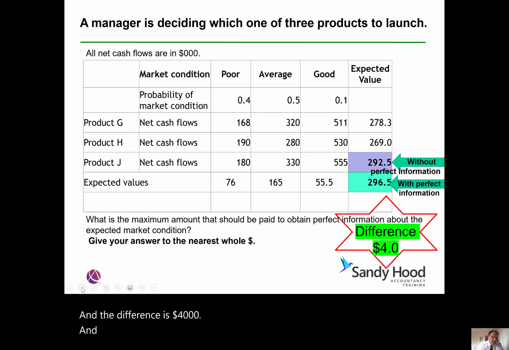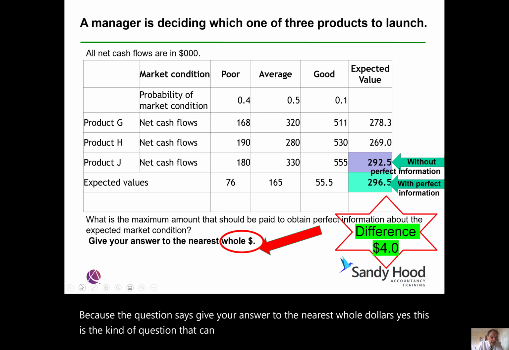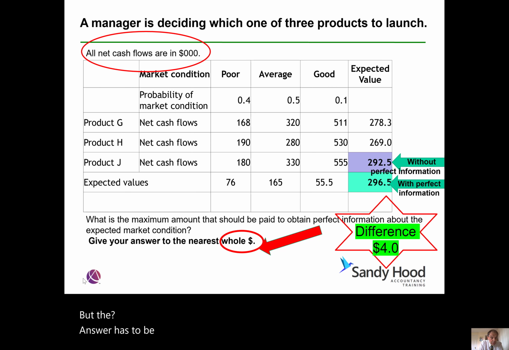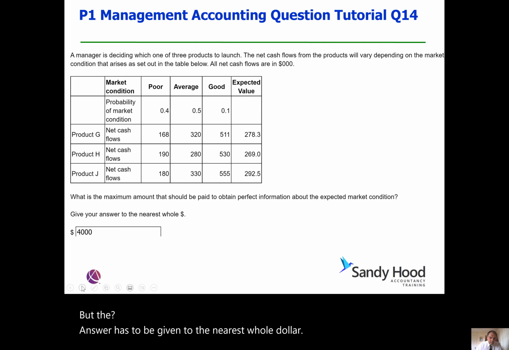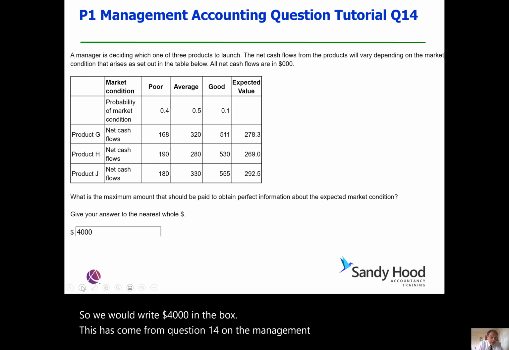And that's what we've been asked for, because the question says give your answer to the nearest whole dollars. Oh, yes, this is the kind of question that can sometimes be a little bit of a so-and-so. All the information was given to us in thousands of dollars, but the answer has to be given to the nearest whole dollar. So we would write $4,000 in the box. This has come from question 14 on the Management Accounting tutorial within the Pearson Vue website.